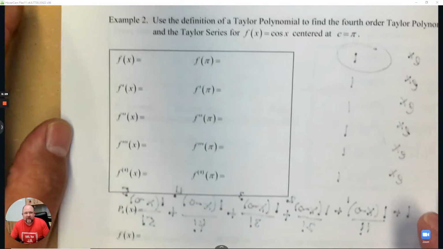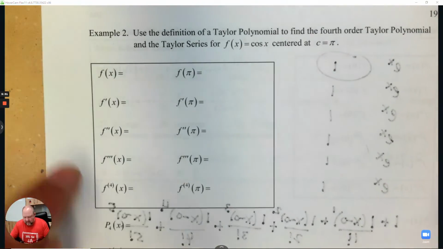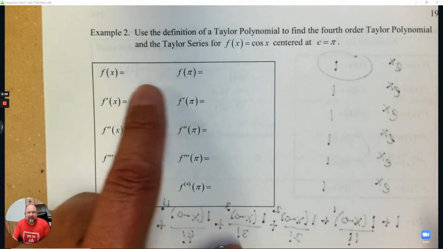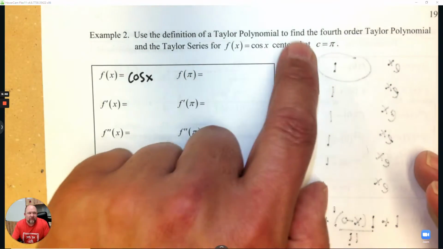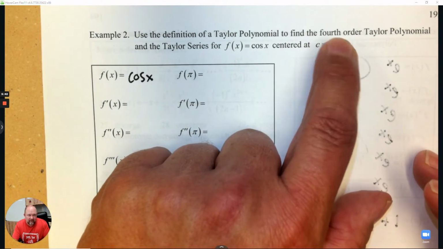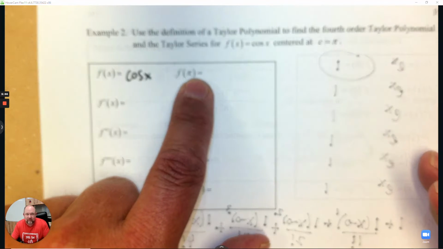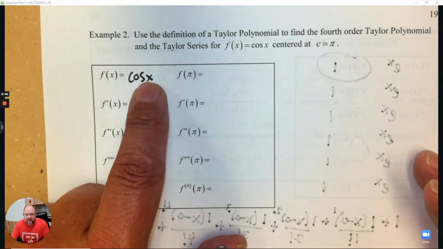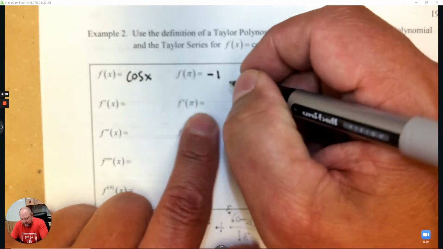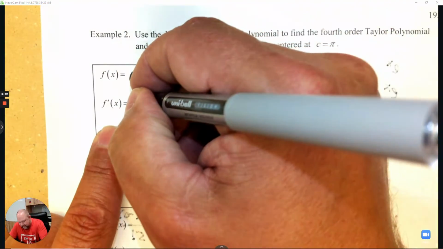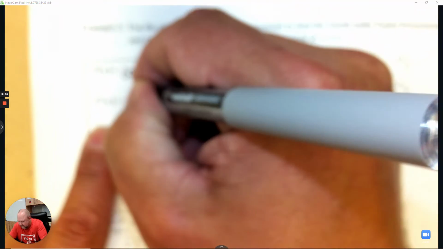All right, turn the page. Example number 2. I know I kind of wrote all over it, but it is what it is. So we're given a function, cosine x. And then we're centering it at pi instead of 0. So we're going to plug pi in and see what the answer is. So the value of cosine at pi is -1. The derivative of cosine is negative sine.